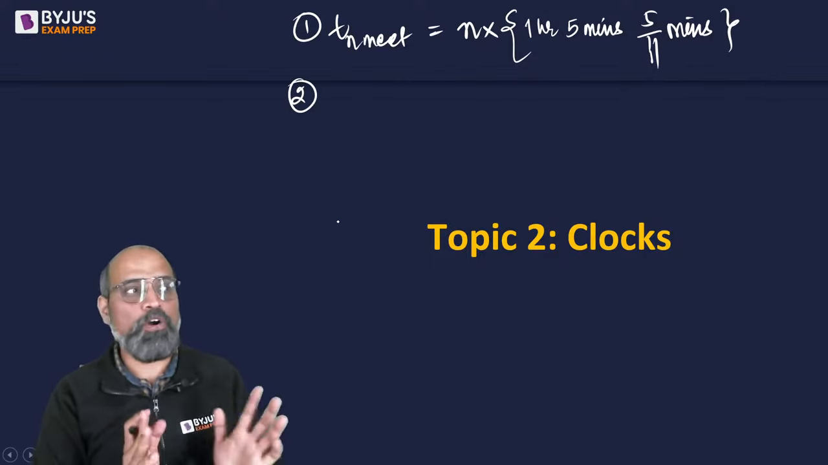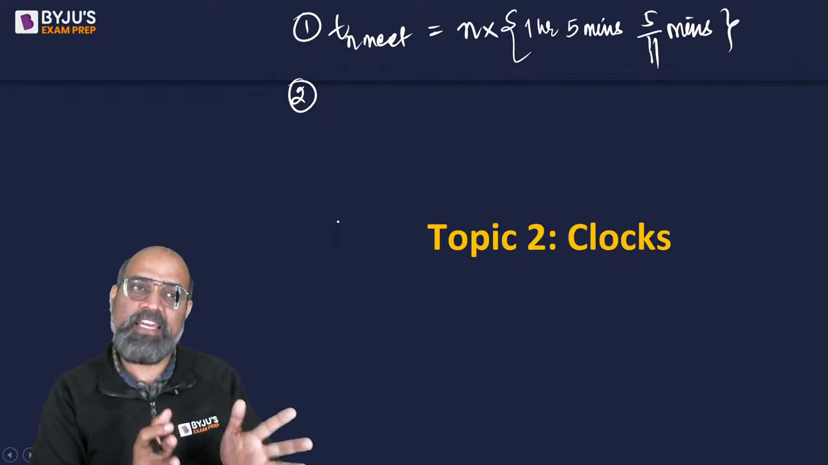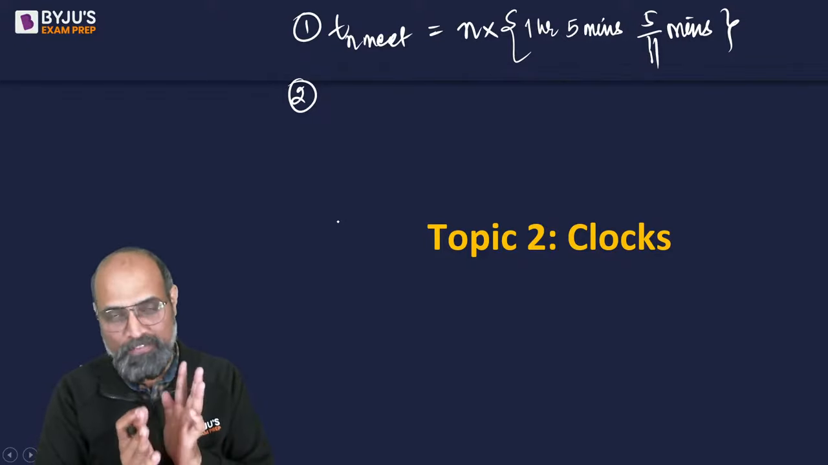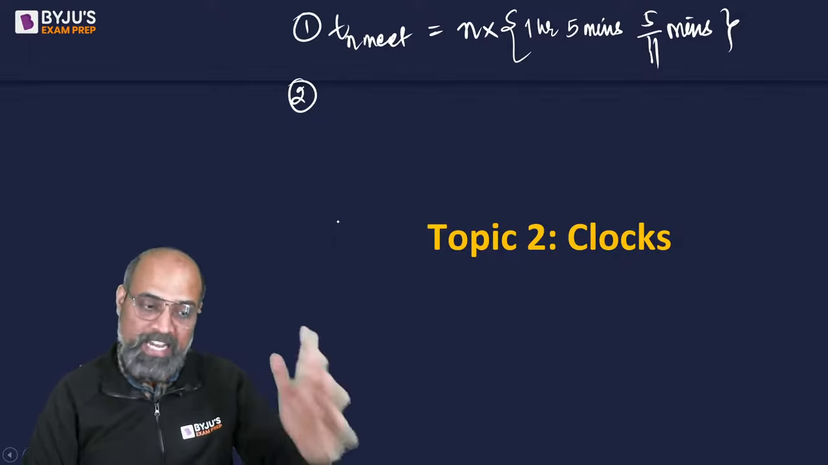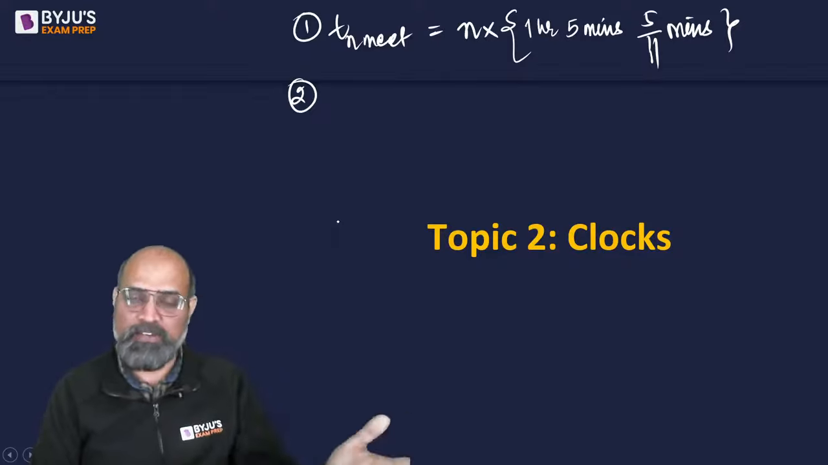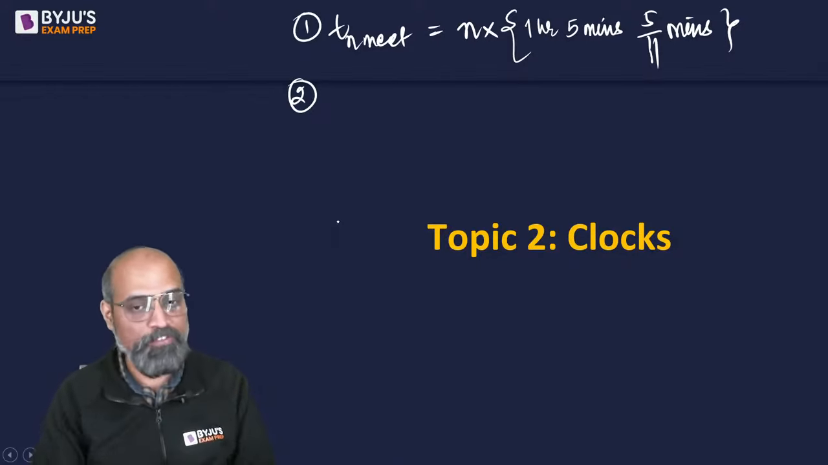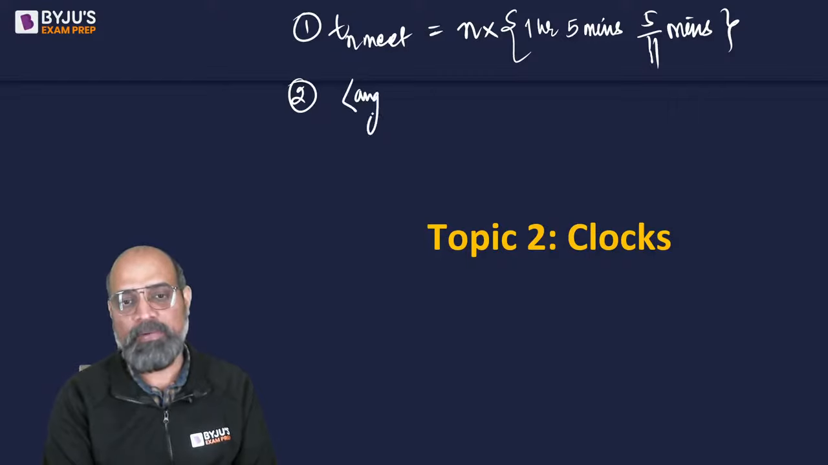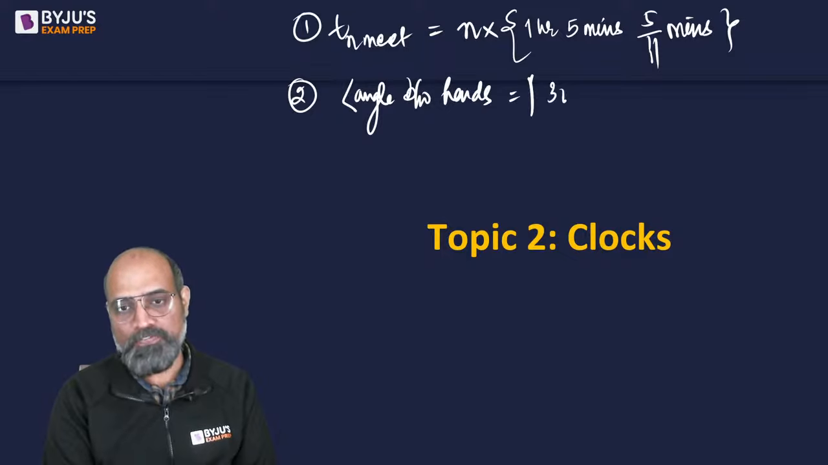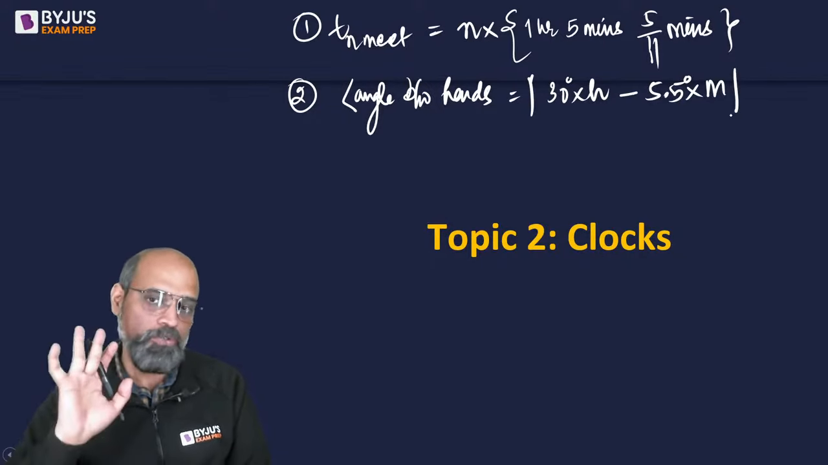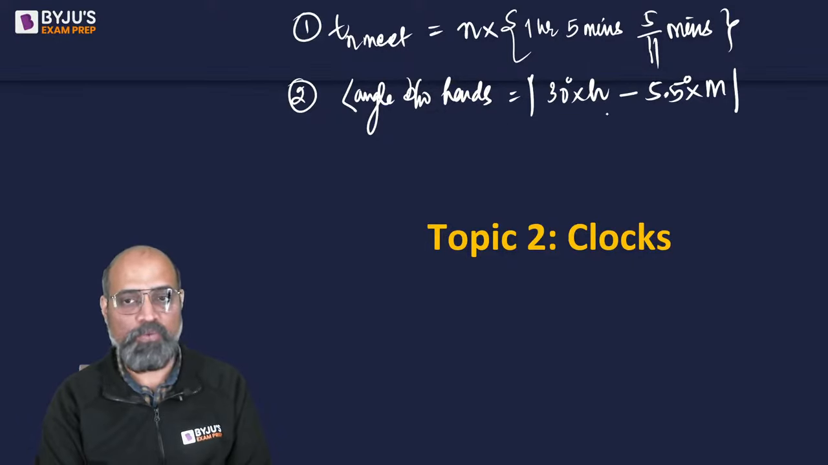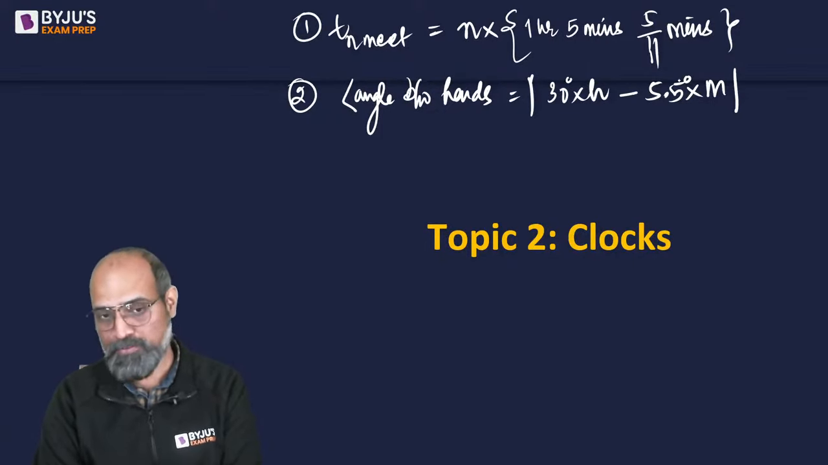Second is, what is the time when the hands are at a certain angle or vice versa? If the angle is given, what is the time there? So time given hai, angle pata karna hai. If the angle is given, time pata karna hai. For both these cases, you have only one formula. The formula is that the angle between hands is given as mod of 30 degrees into hour wala hand minus 5.5 degrees into minute wala hand and mod closed. So angle is given, you know what to put. And if time is given, you know what to put.